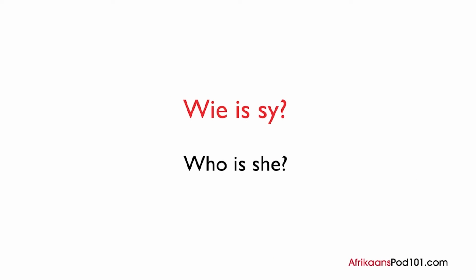Wie is sy? Let's break down this question. First we have wie, which is the basic translation of who in Afrikaans. Then comes is, which means is. And finally comes sy, meaning she. Altogether, it's wie is sy.